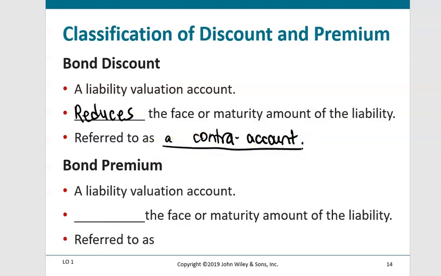A bond premium is also a liability valuation account. It doesn't reduce the amount of the liability, it adds to it, and it is referred to not as a contra account, but as an adjunct account, because it increases the value of our liability, or the carrying value.